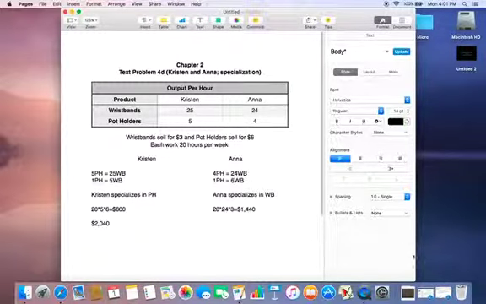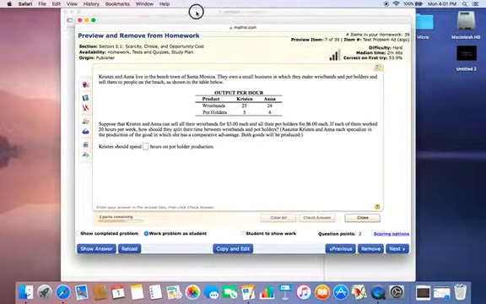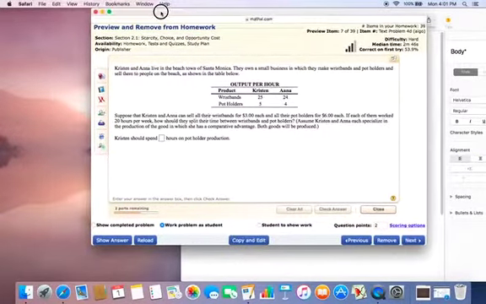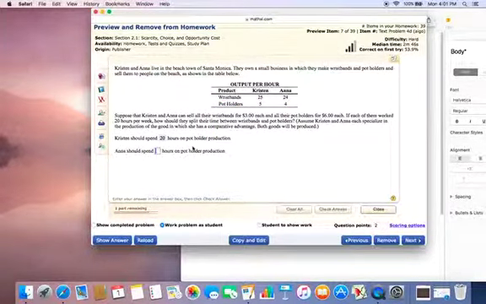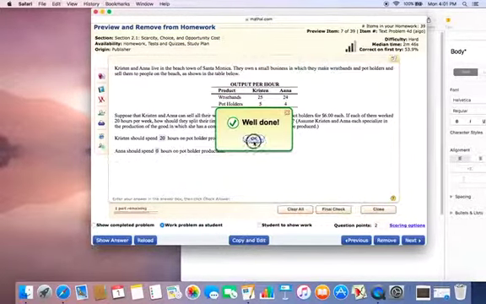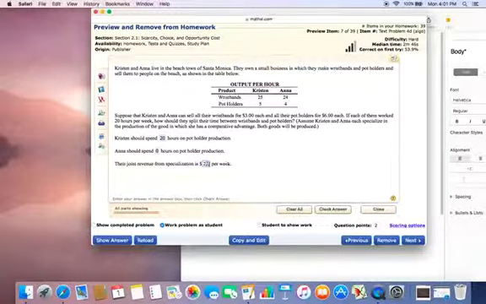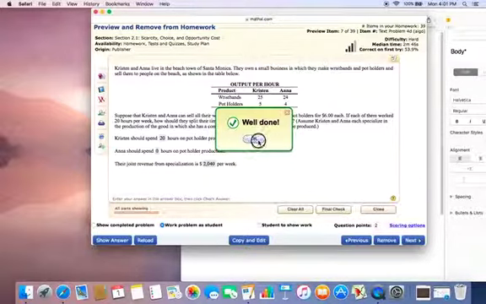So let us go back to the problem that we had here. We already know that Kristen is going to specialize in potholder production, so she's going to spend 20 hours producing potholders. Anna is going to specialize in wristband production, so she's not going to spend any time producing potholders, so that's going to be equal to 0. And if we want to take total revenue, we just plug in those total revenue numbers, and we get the answer for that particular problem.